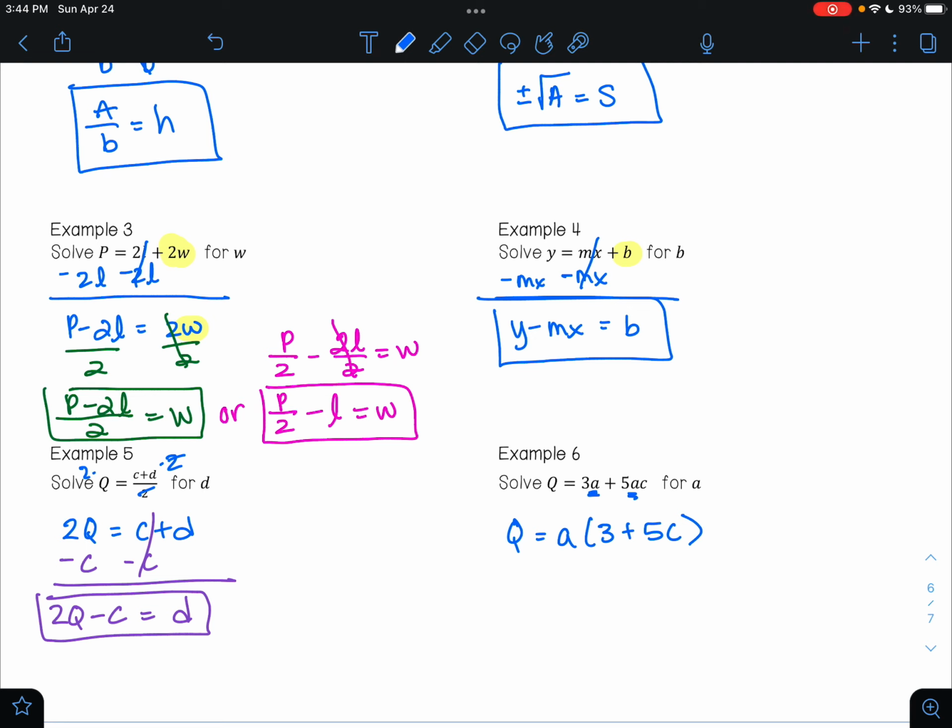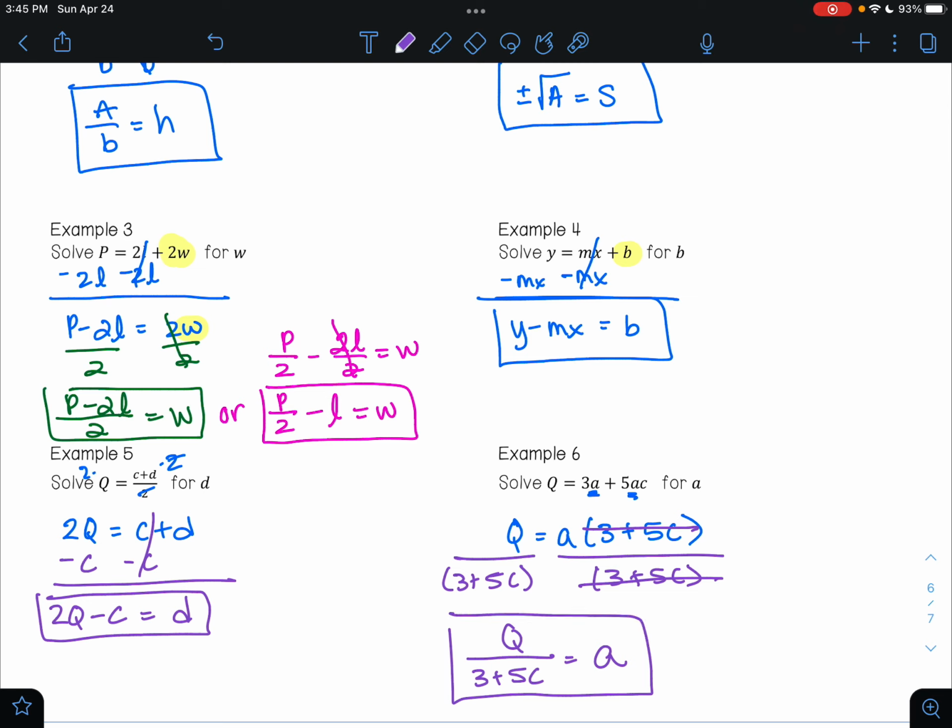A is being multiplied by 3 plus 5C. To undo multiplication, I'm going to do division. So I'm going to have Q divided by 3 plus 5C. And over here, those cancel, and that just leaves me with A. So this is my solution.